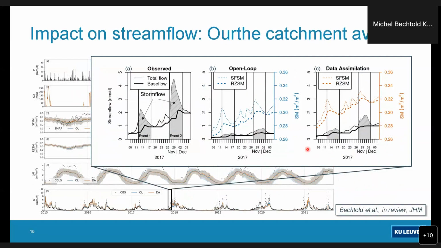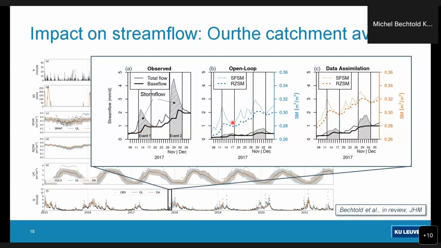Let's look at the impact on stream flow. So for the Urt catchment average, here is an example where the data assimilation had a positive impact. You see here the surface moisture in the middle of the open loop and also the stream flow of the open loop. On the left, the observations, on the right, the data assimilation. And we identified events in our time series based on the observations, 6-day periods with a clear precipitation event in the beginning and then no precipitation.